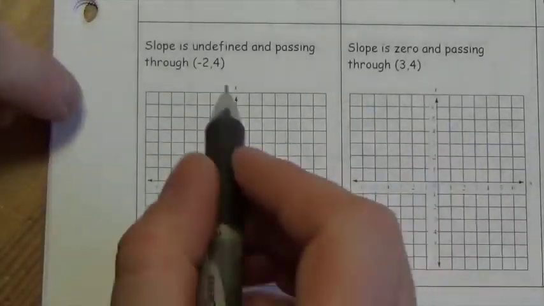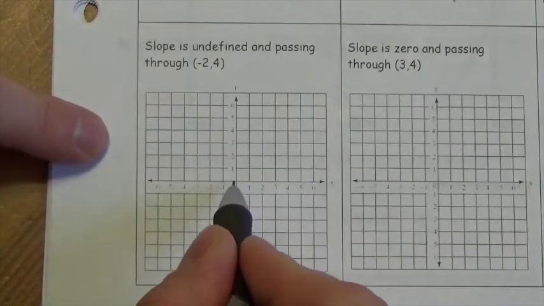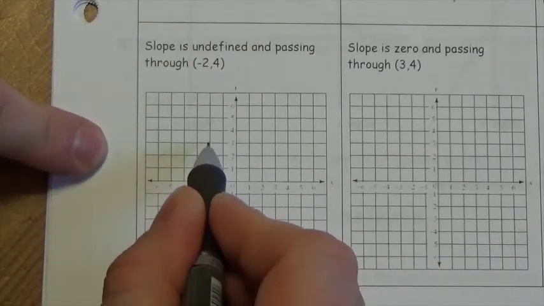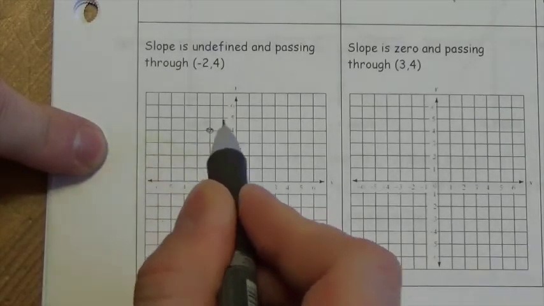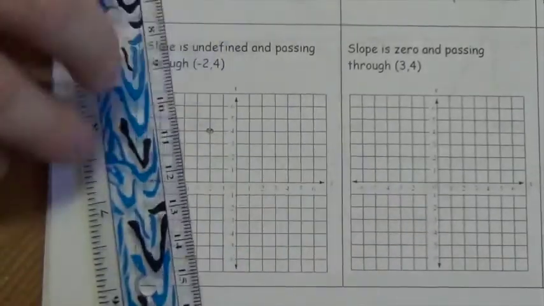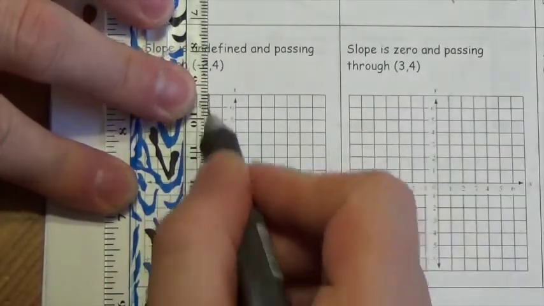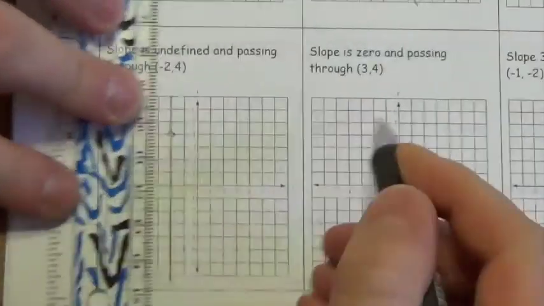Okay, undefined, going through the point -2, 4. So -2, 4, let's find that point first. 1, 2. 1, 2, 3, 4. If the slope is undefined, that means it's a vertical line. You kind of just need to know that off the top of your head. That's got to be clear.